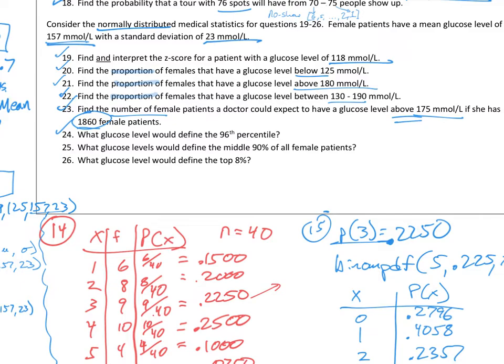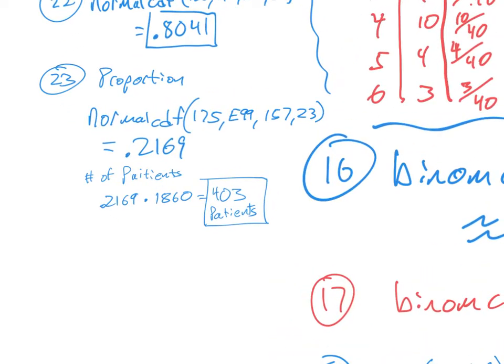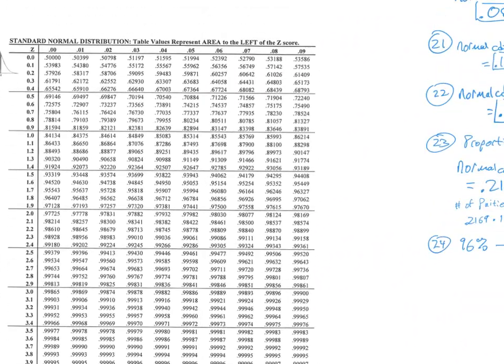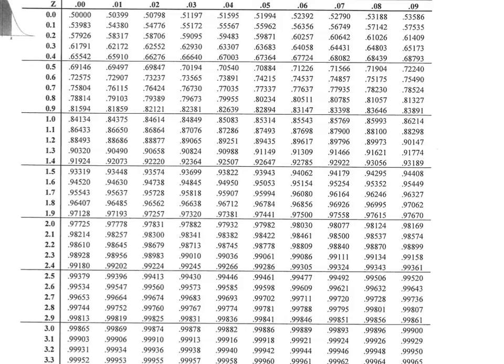Okay, what glucose level would be the 96th percentile? Okay, so now we're going to go backwards. All right, so we want to find the 96th percentile, or 0.96. All right, so we want to know, what ratio would be 0.96. Okay, so we could do that from the table. All right, we could find 0.96 here.